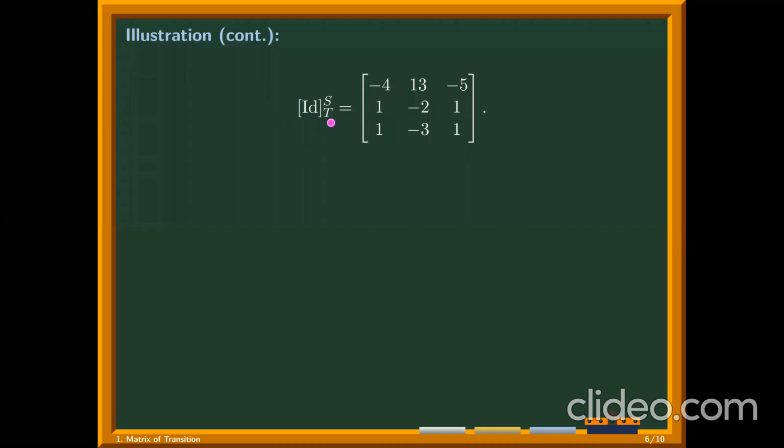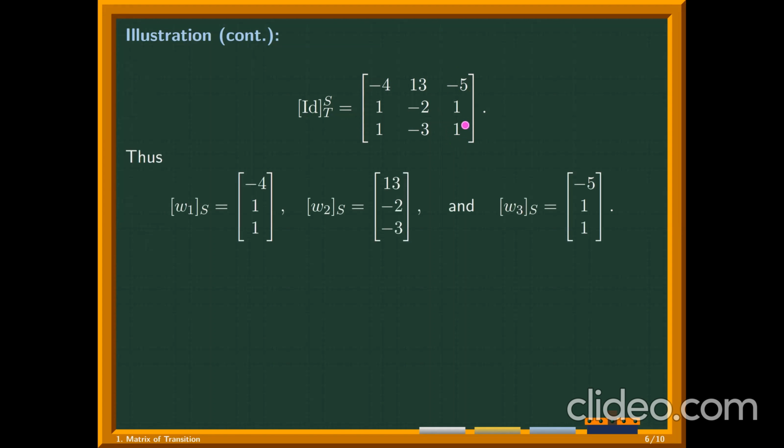So note that in the transition matrix from T to S, the jth column is the coordinate vector of Wj with respect to S. In other words, this column is the coordinate vector of W1 with respect to S. This is the coordinate vector of W2 with respect to S. This is the coordinate vector of W3 with respect to S.